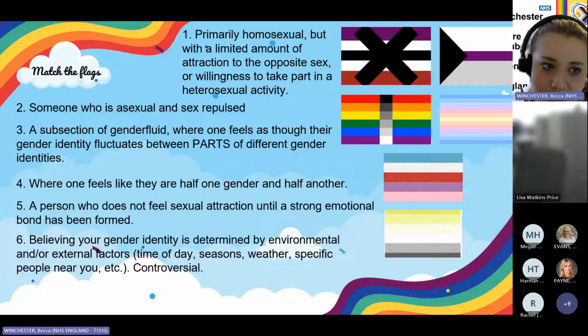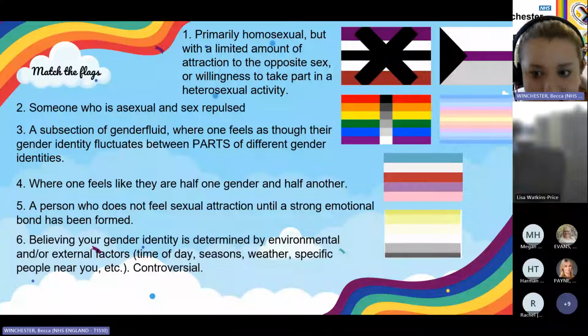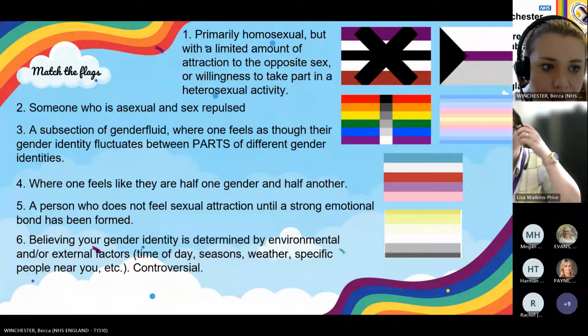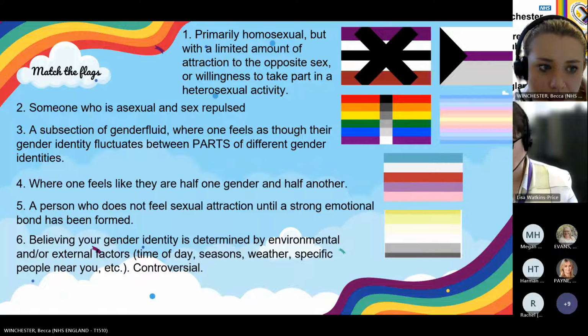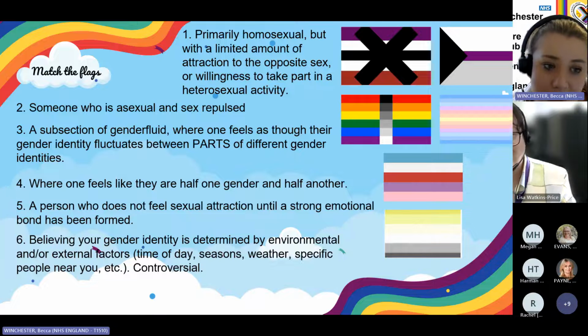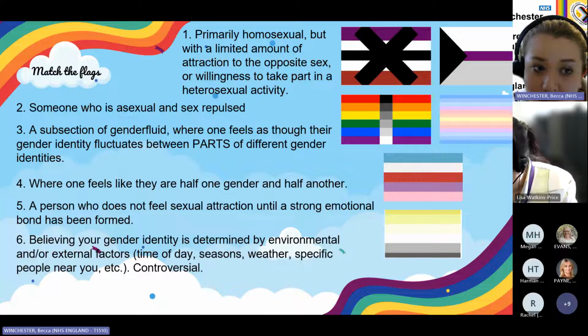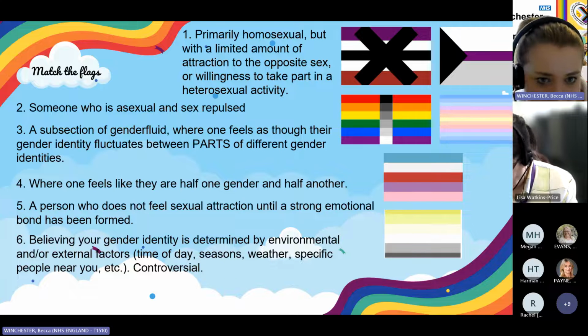Next up, we've got someone who is asexual and repulsed by sex. So sex repulsed. Which flag do we think that is? Number 3, a subsection of gender fluid, where one feels as though their gender identity fluctuates between parts or different gender identities.